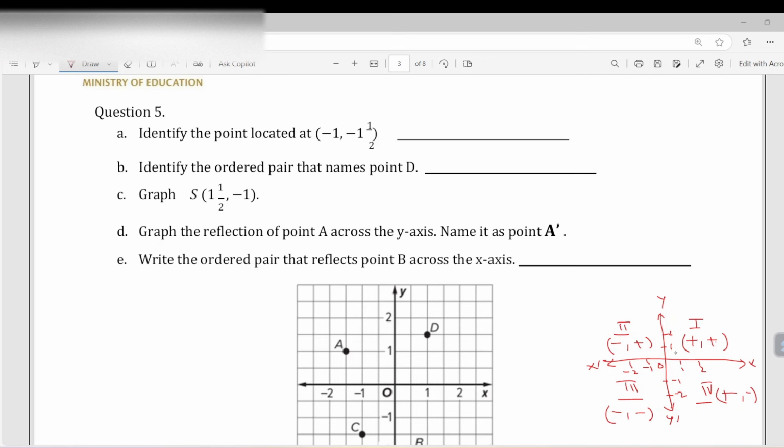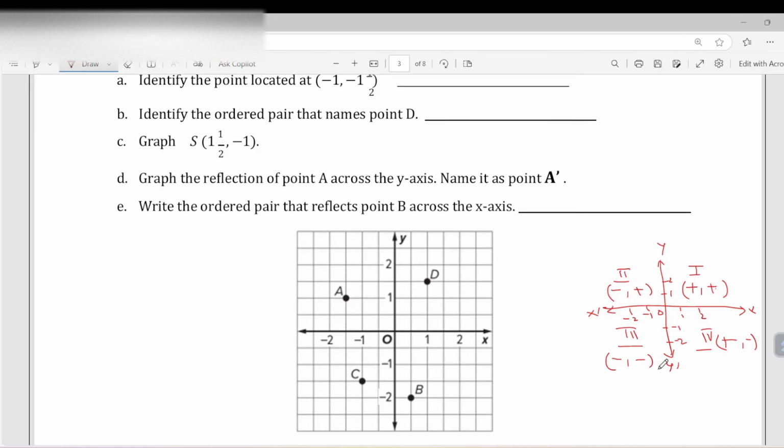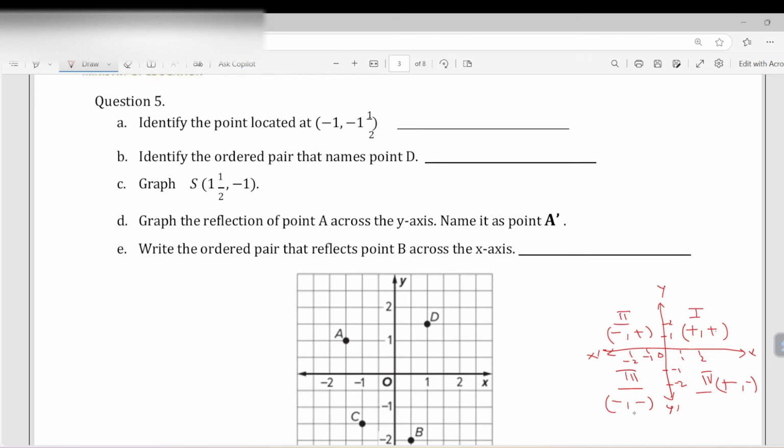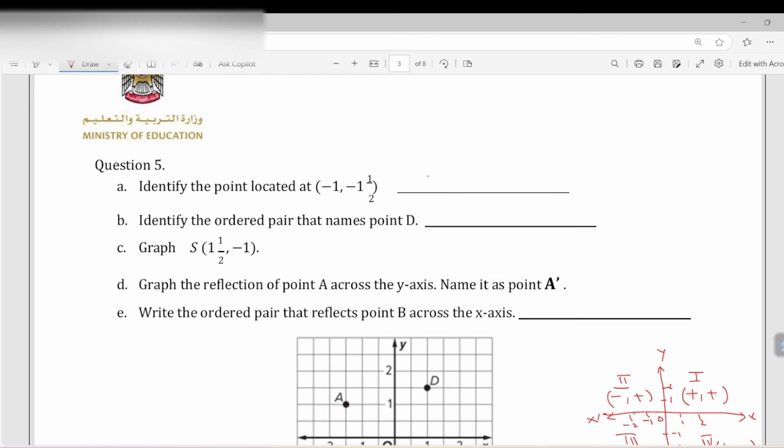Identify the point at minus 1, minus 1 by 2. Both are minus. Both are minus means which place? Third quadrant. Third quadrant means C. C is the point. What are the coordinates of C? X first. So minus 1, minus 1 and a half. So what will be the answer? Answer is point C.